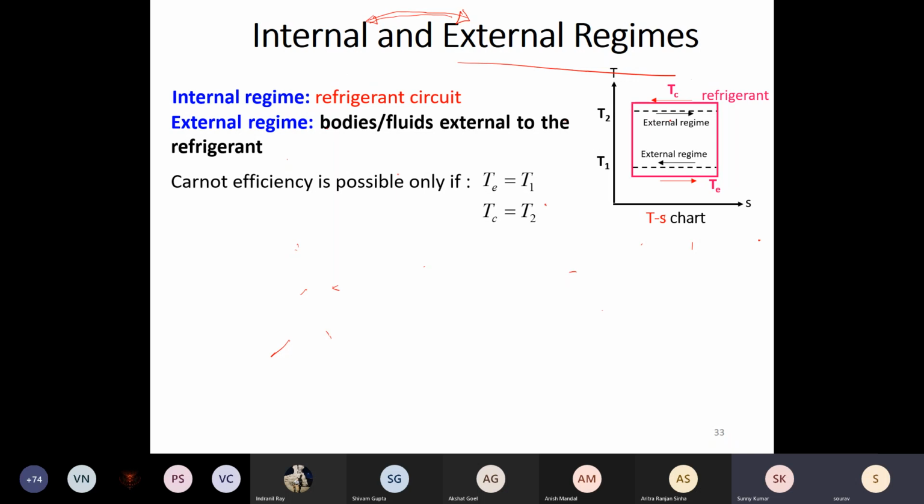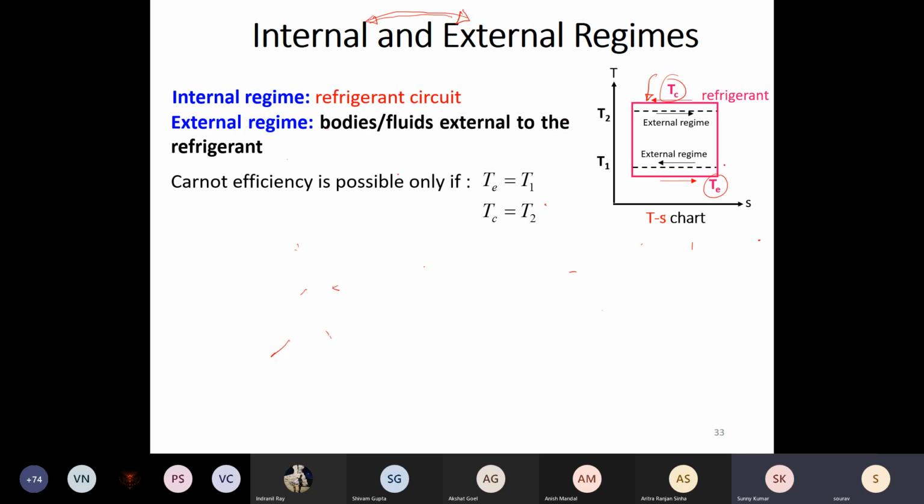Okay, let's take one example of a Carnot cycle. So this is the TS diagram of a Carnot cycle. Just look at this pink cycle. Now this is your condenser. So we are looking at a refrigeration cycle, and this is the evaporator.